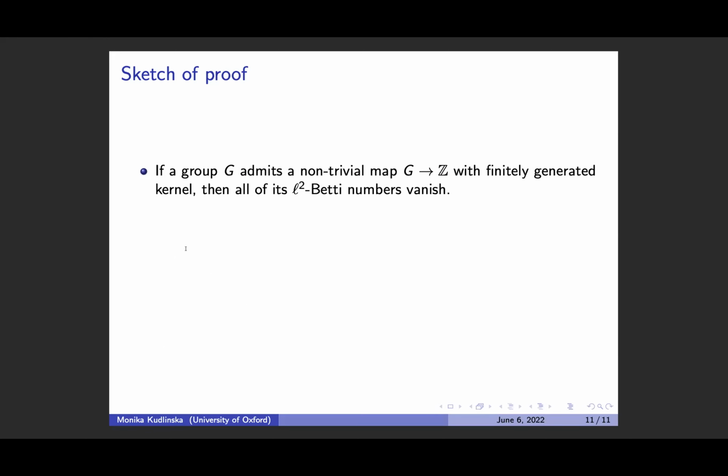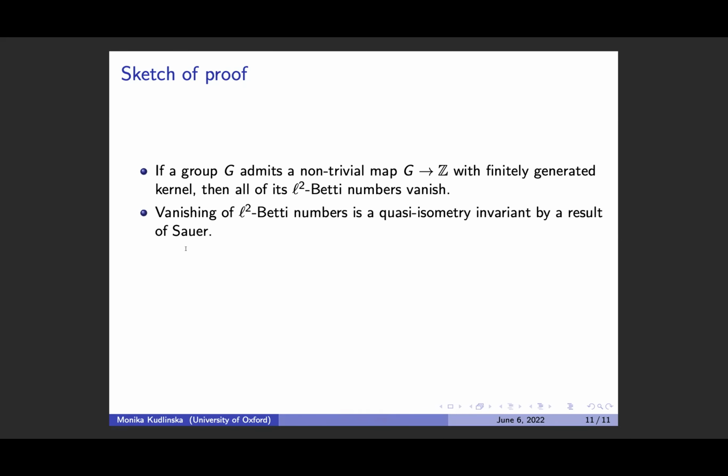So if a group fibers, then actually all of its L2 Betti numbers vanish. Here L2 Betti numbers are in some sense dimensions of some homology groups of G, but actually there's a little more going on. These are von Neumann dimensions of Hilbert modules. But anyway, L2 invariants are a very powerful tool for answering all kinds of different questions, and they prove to be very useful here as well. So if a group fibers, then its L2 Betti numbers vanish.